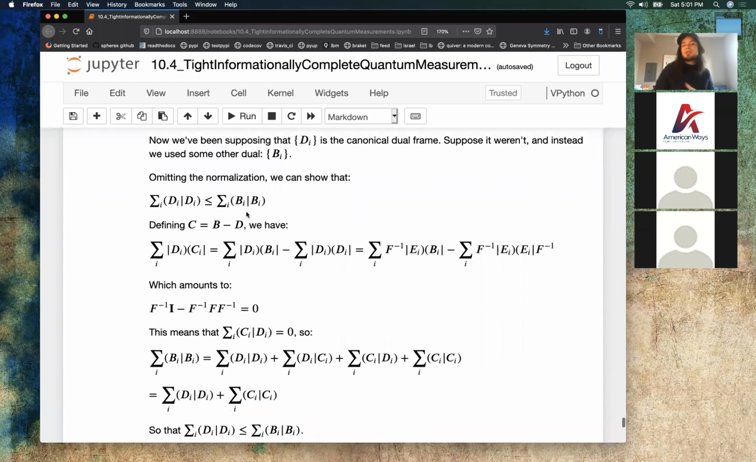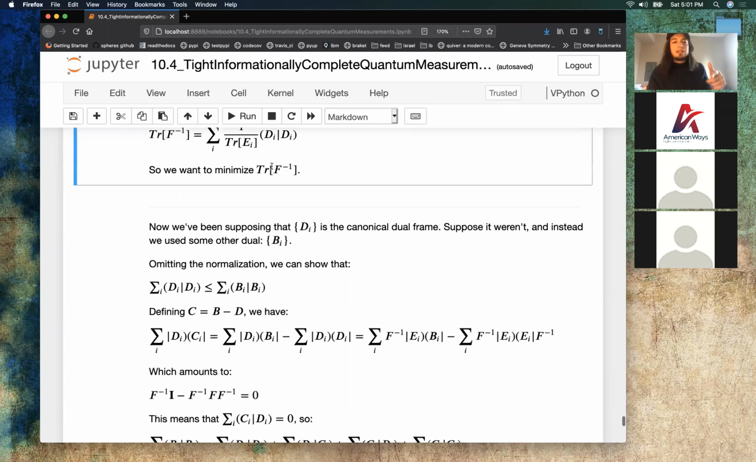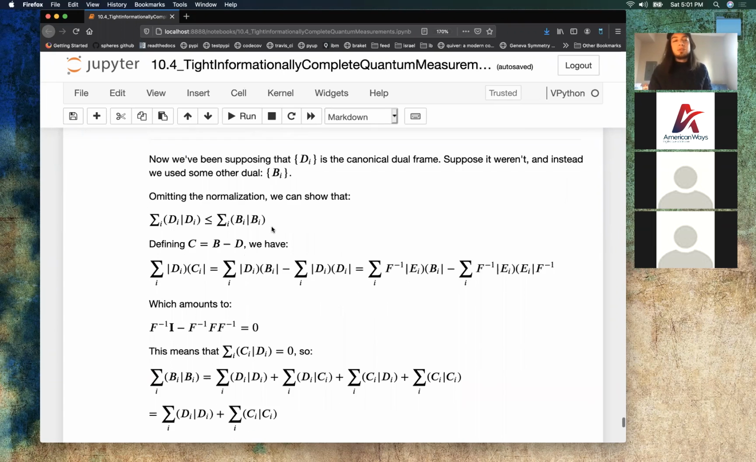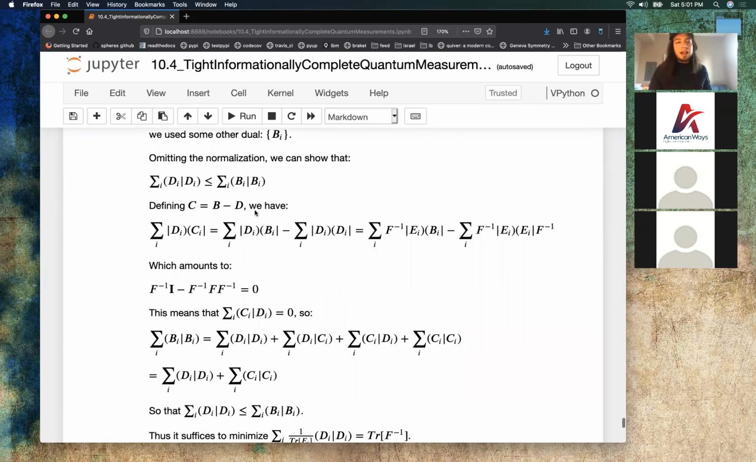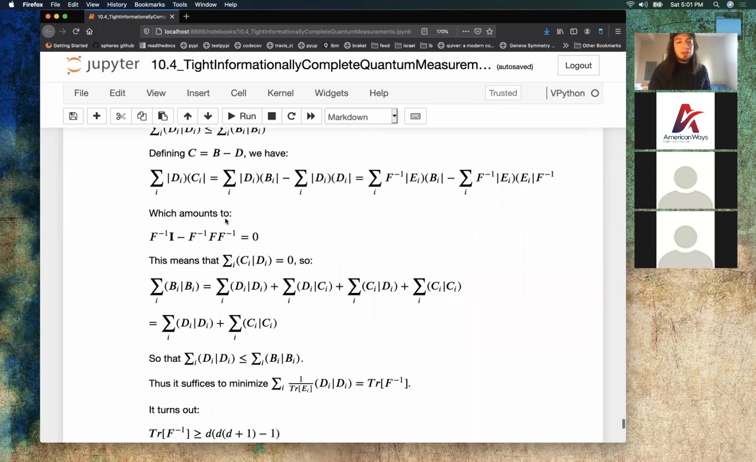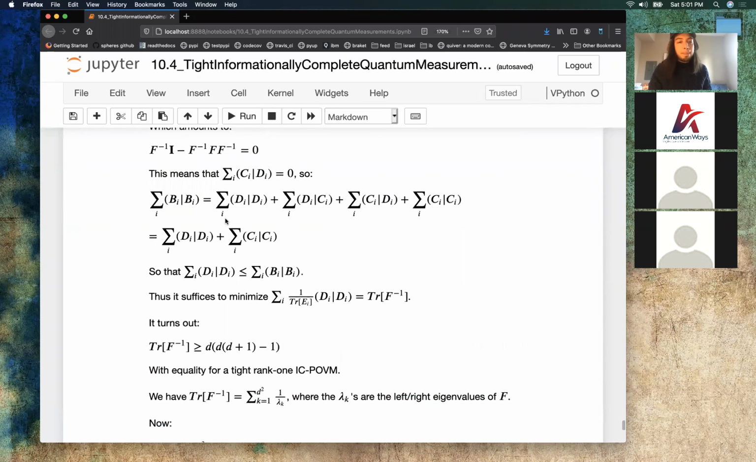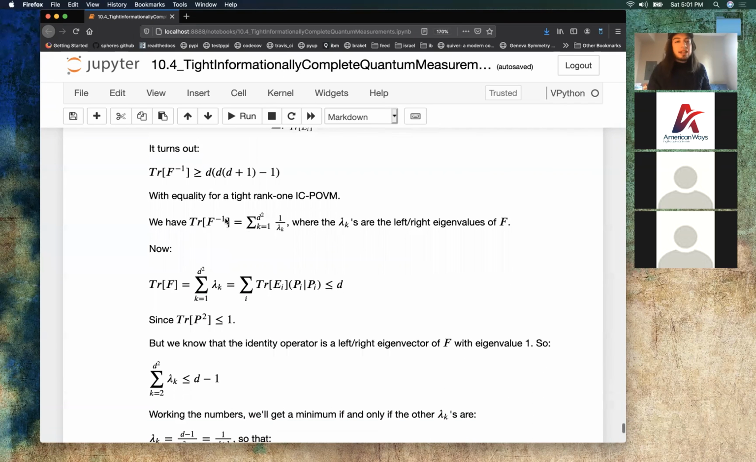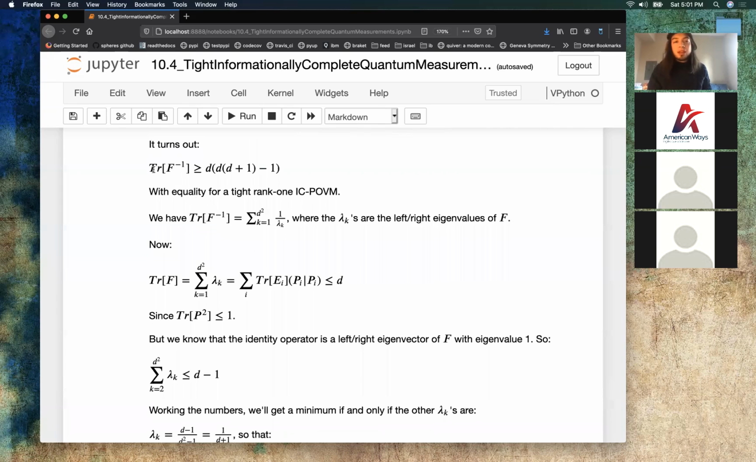So the question is, what if you use some other dual? And what we're going to show is that you can't do better, with regard to this trace of F inverse, than the canonical dual frame. It's just a little algebra, I won't go into the details. And at the end of the day, we can get a bound that the trace of the inverse of the frame superoperator has to be greater than or equal to this thing.